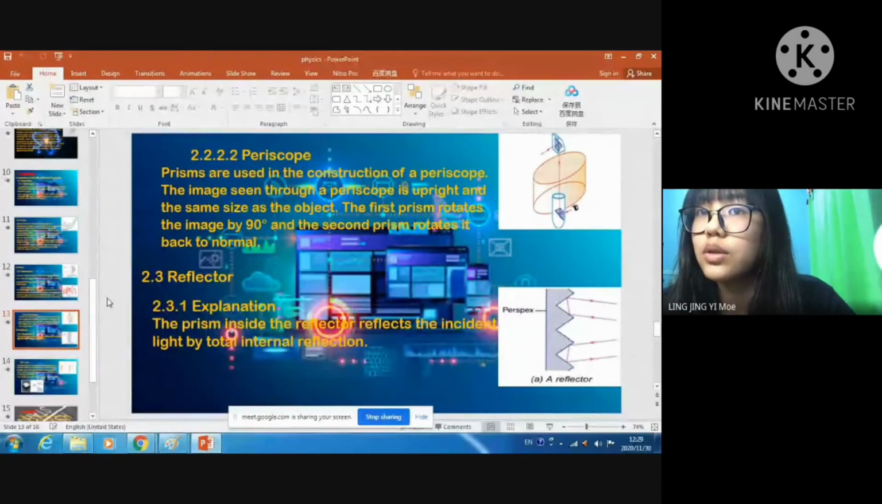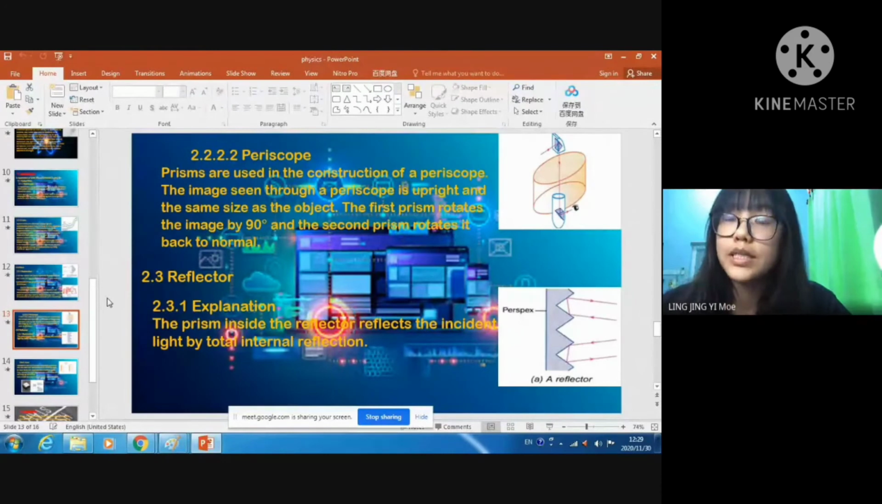Then the next use is the periscope. Prisms are used in the construction of a periscope. The image seen through a periscope is upright and the same size as the object. The first prism rotates the image by 90 degrees and the second prism rotates it back to normal.